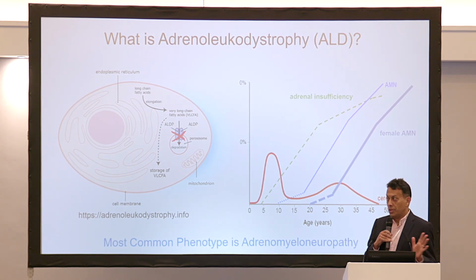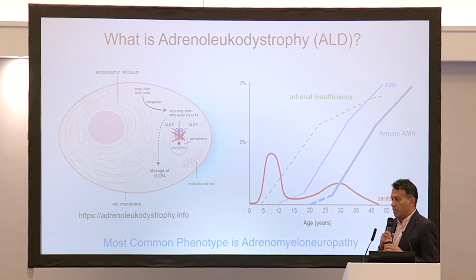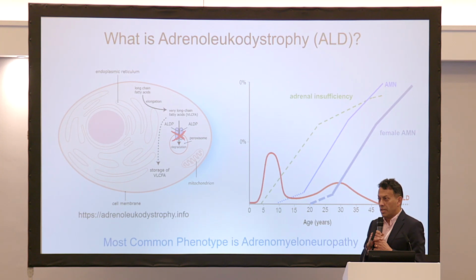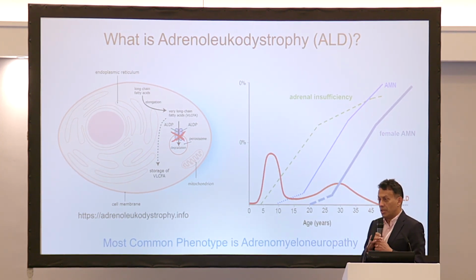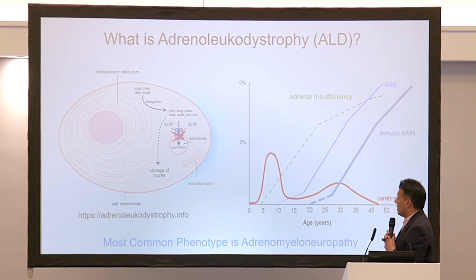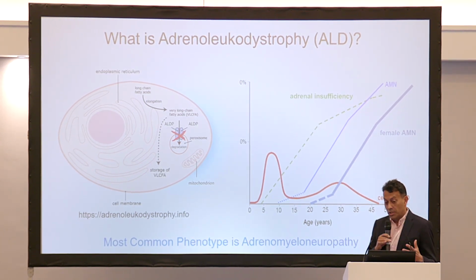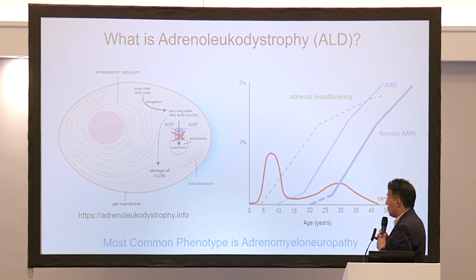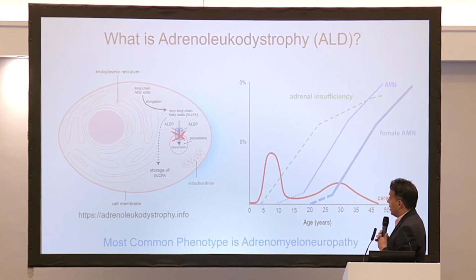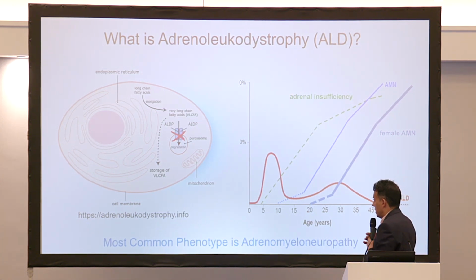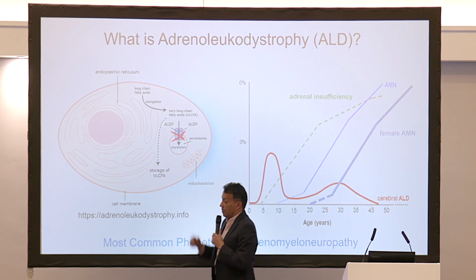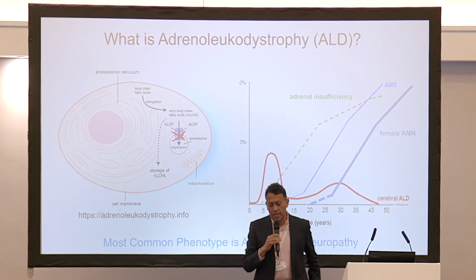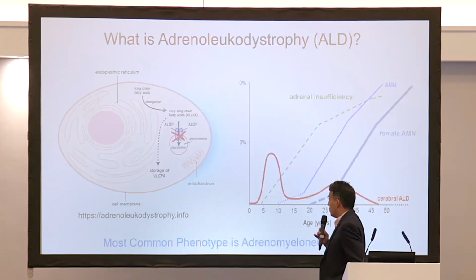Most of you already know about this, but just to set the stage again, adrenoleukodystrophy is a single gene disorder caused by mutations in ABCD1. This is important as we talk about gene therapy. ABCD1 encodes a peroxisomal half-transporter that sits inside the peroxisome and needs to transport very long-chain fatty acids into that peroxisome for degradation.